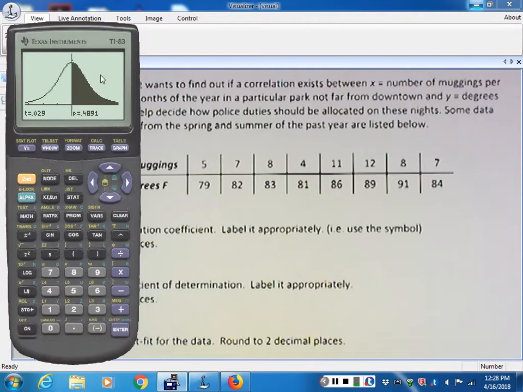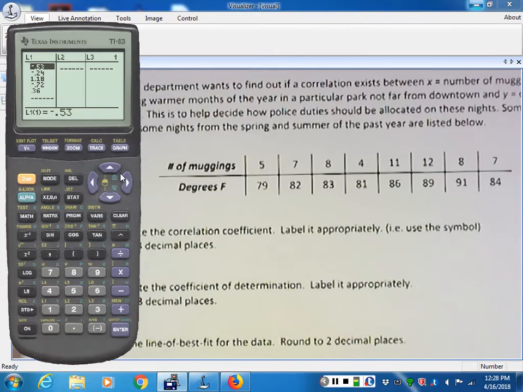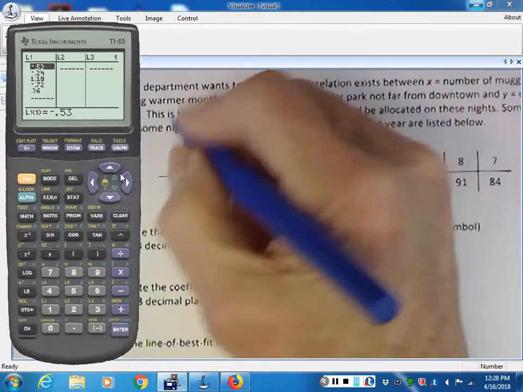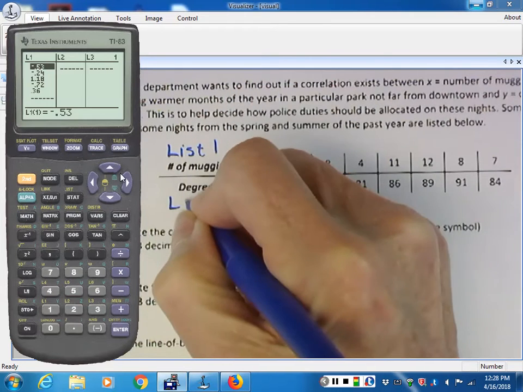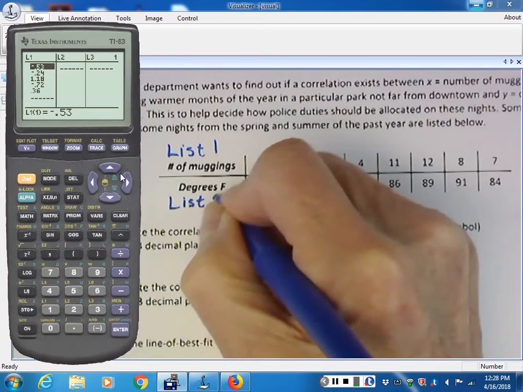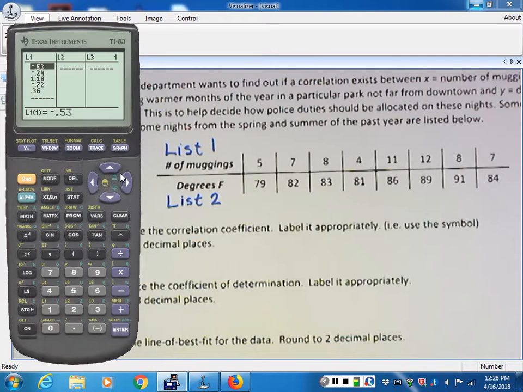So we're going to take the calculator, we're going to go to Stat, and we're going to enter the number of muggings into list 1 and the temperatures into list 2. So remember, list 1 is the number of muggings, and list 2 is the temperatures. So if you would, please go ahead and enter those into your calculator.